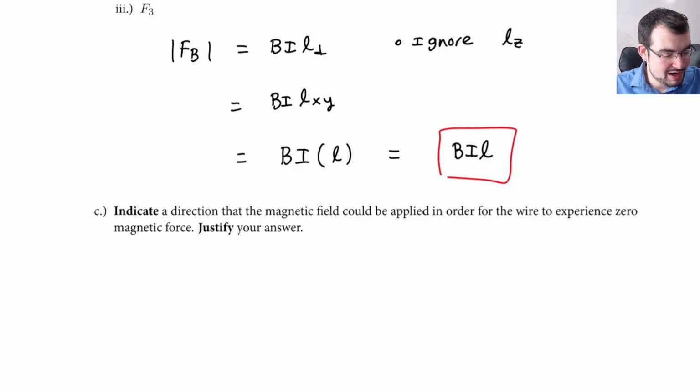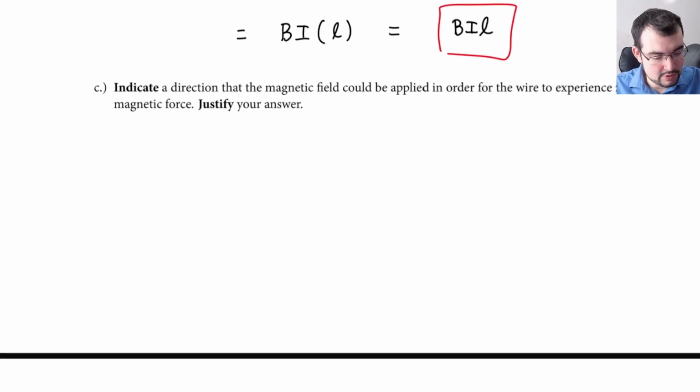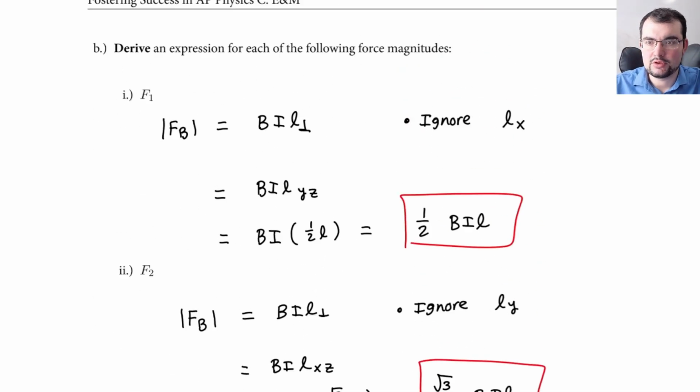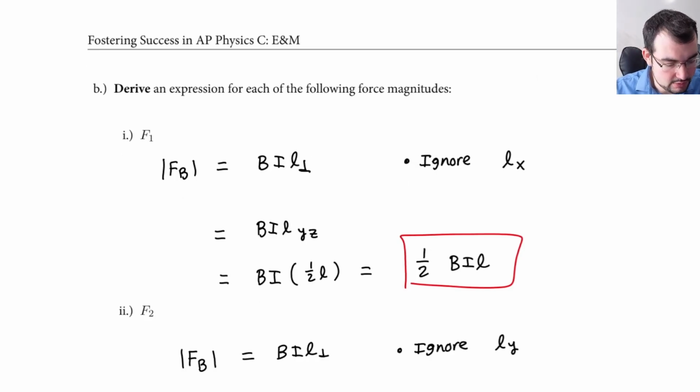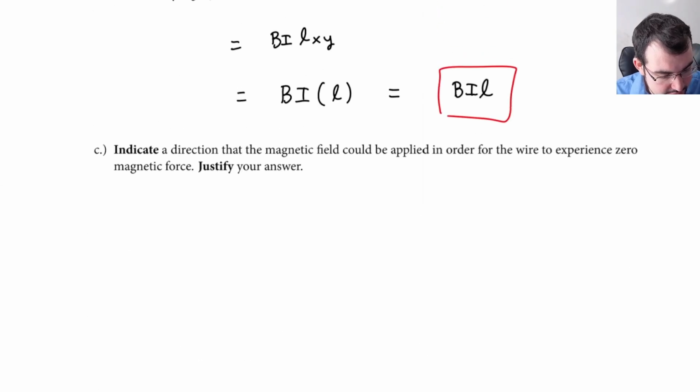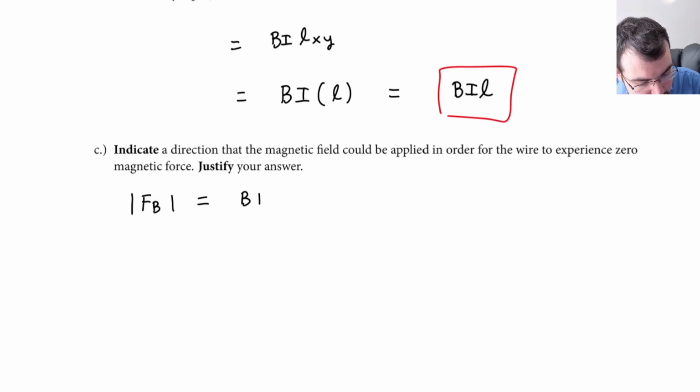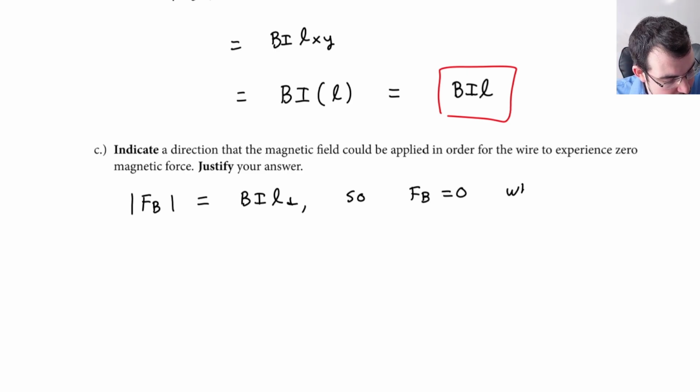All right, what if we wanted the wire to experience 0 force? How could we orient our field? Well, we know the whole trick is L perpendicular. So we know that if it is still a non-zero field and a non-zero current, FB is BIL perpendicular. So FB equals 0 when L perpendicular equals 0.